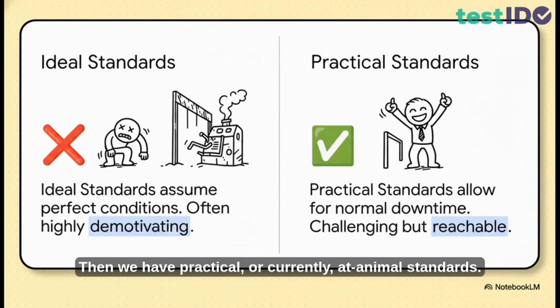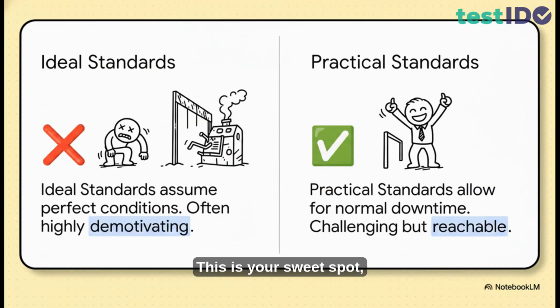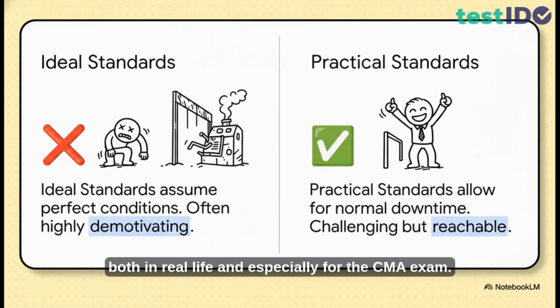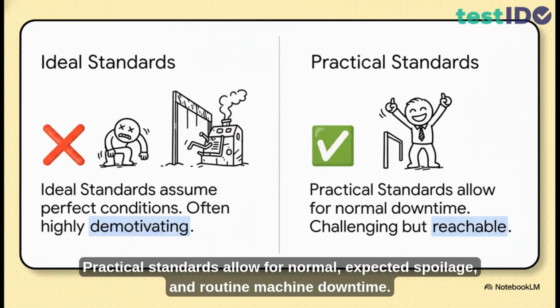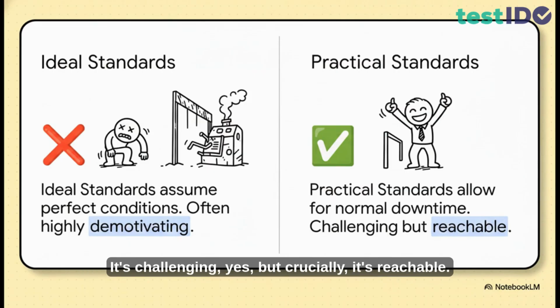Then we have practical, or currently attainable standards. This is your sweet spot, both in real life and especially for the CMA exam. Practical standards allow for normal, expected spoilage and routine machine downtime. It's challenging, yes, but crucially, it's reachable. This is what the vast majority of successful companies use because it actually motivates the team.